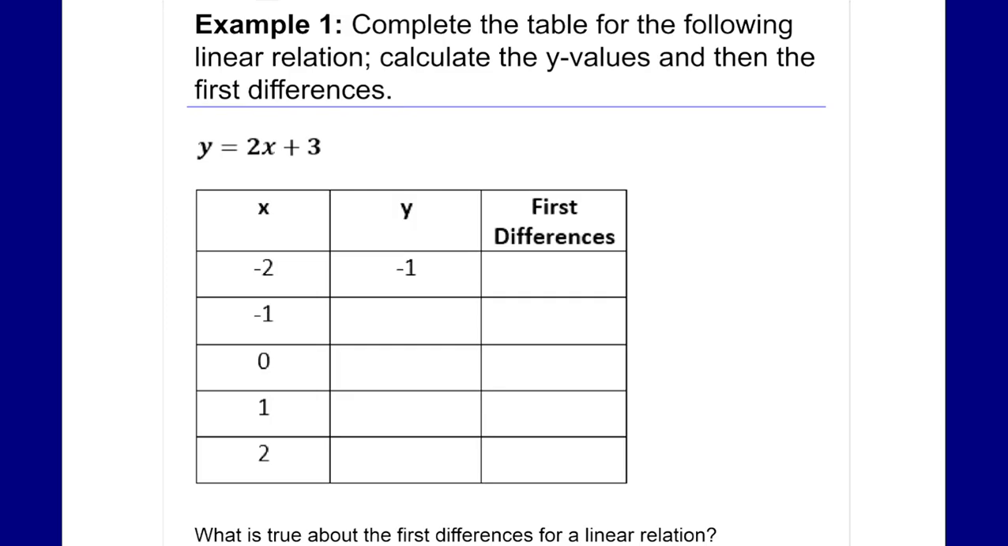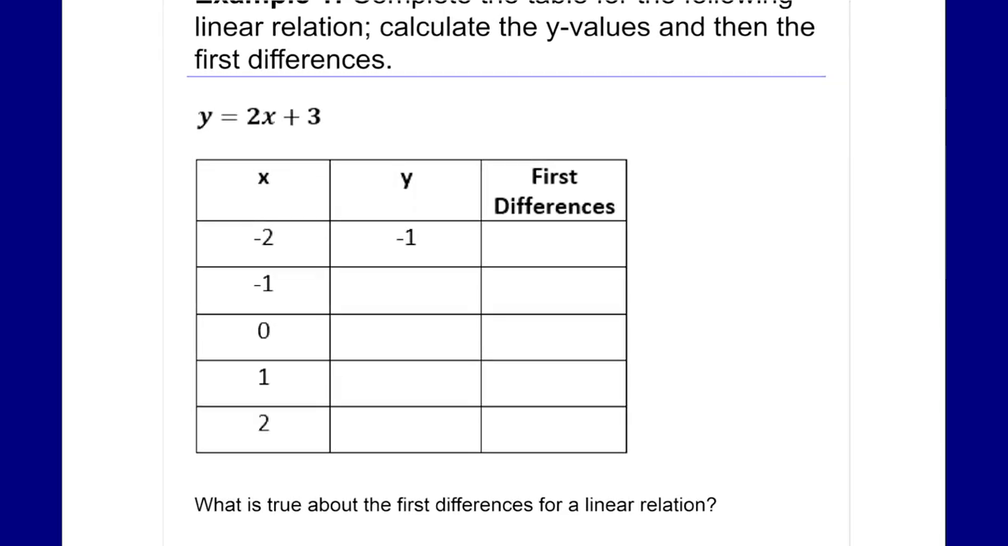In the first one, it's already been done. X is -2, y is -1. If you're not sure where we got that -1 from, we take the x value and plug it into the equation. So for the next one, it would be y equals 2 times -1 instead of x, plus 3. And in this case, we get -2 plus 3.